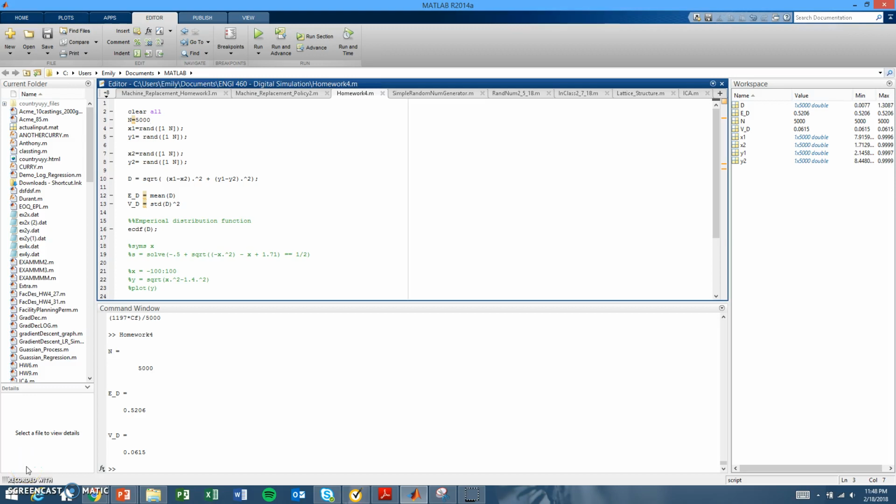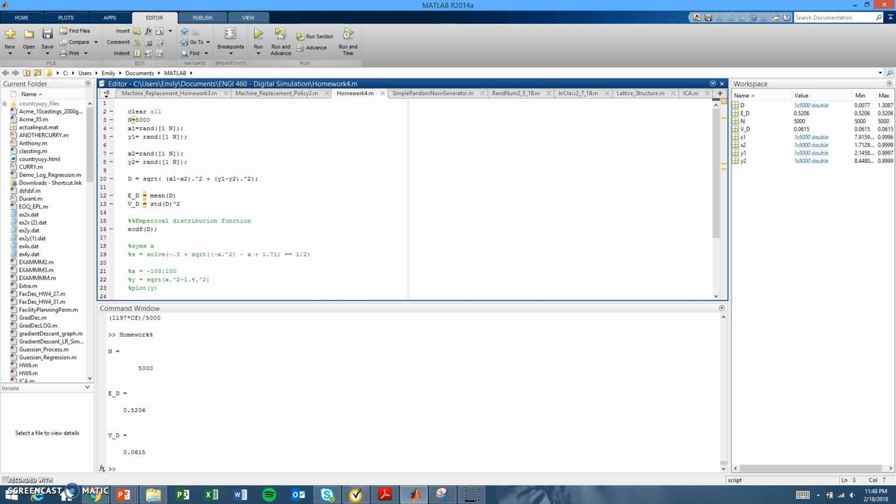I'm Ashley and I'm here with Emily, and today we're going to go over another really quick problem. So the problem states two points A and B are selected randomly in the unit square and let D denote the distance between them. And then we had to use Monte Carlo to estimate the expected value of the distance between them and the variance.